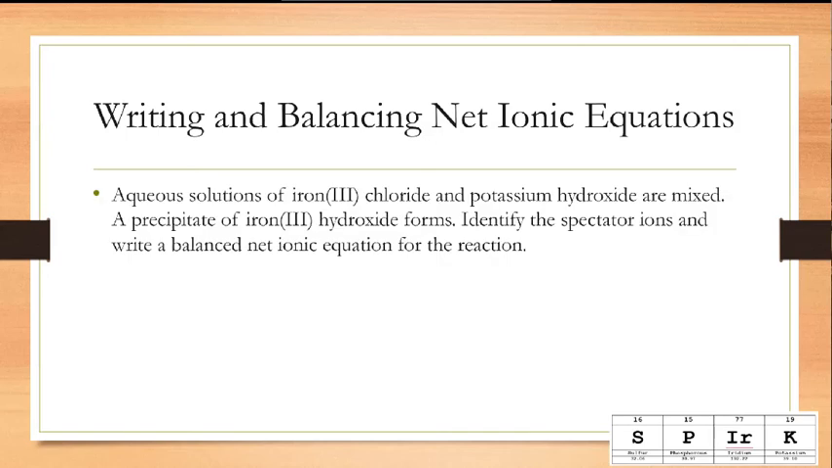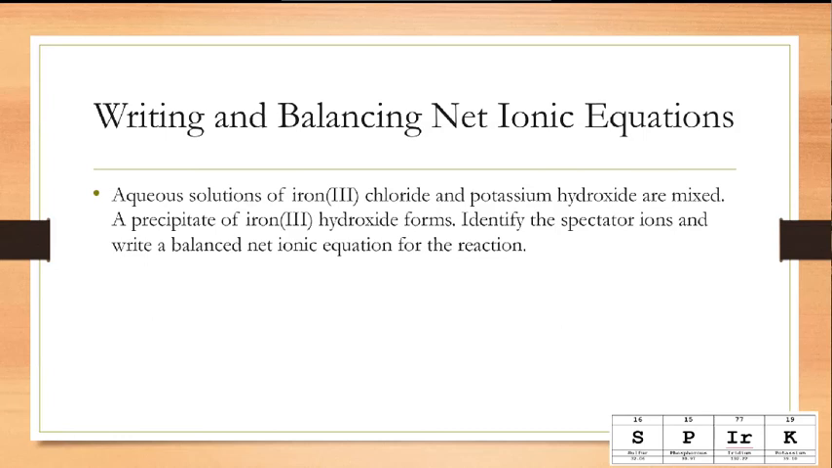An aqueous solution of iron 3 chloride and potassium hydroxide are mixed. A precipitate of iron 3 hydroxide forms. Identify the spectator ions, and write a balanced net ionic equation for the reaction. So our first step is going to be to write out our skeleton equation.